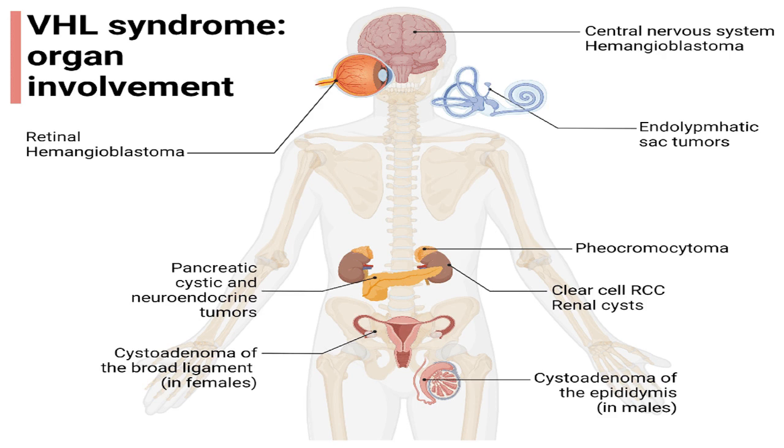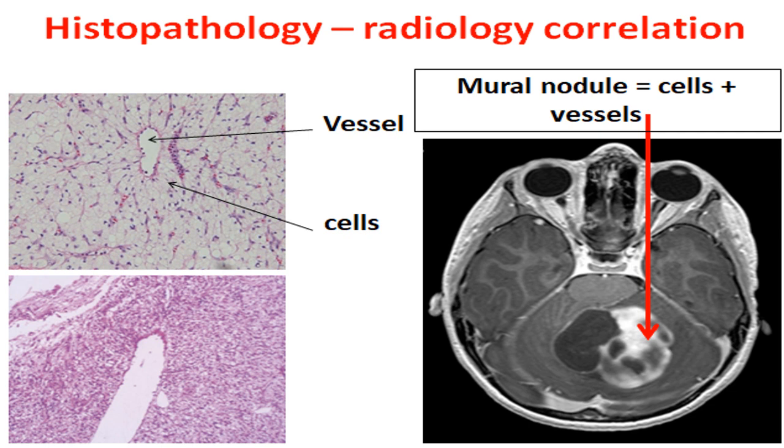Let's do a histopathology and radiology correlation. MRI is the modality of choice in screening of hemangioblastomas because of the absence of beam hardening artifacts and its multiplanar capability.